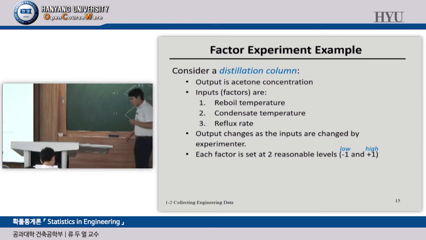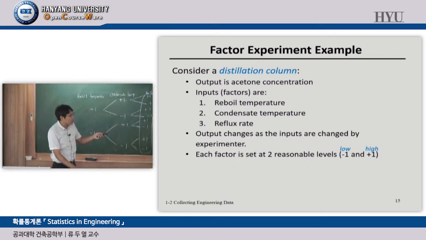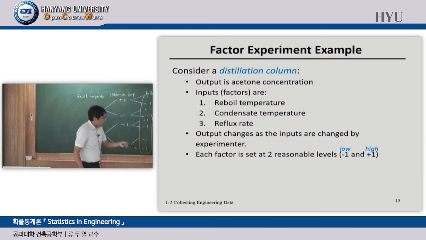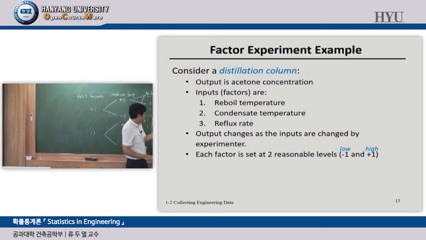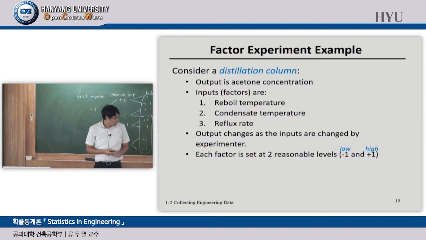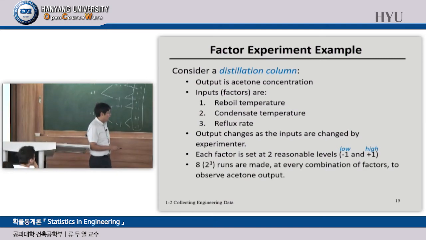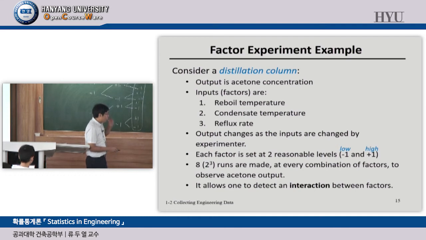So how can we simply calculate the number of outputs based on this factorial experimental setup? We have two levels and three inputs. So we can simply have 2 to the power of 3. This is the number of levels, and this is the number of inputs. So we can obtain 8. So the 8 runs are made at every combination of factors to observe acetone output. And it allows one to detect the interaction between factors.